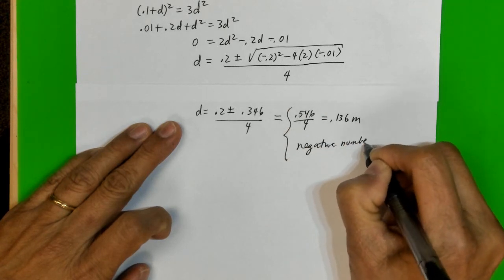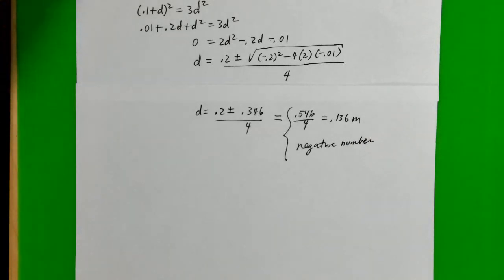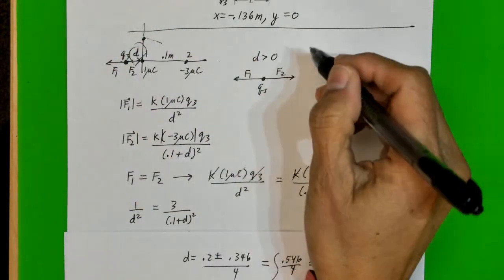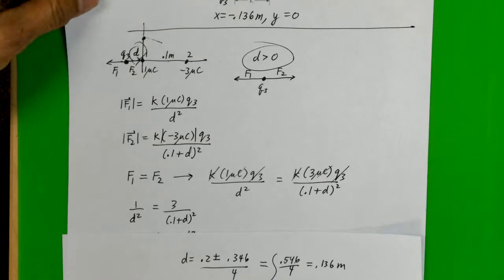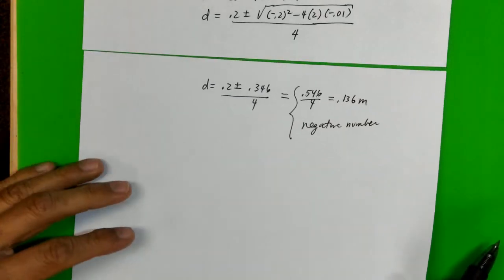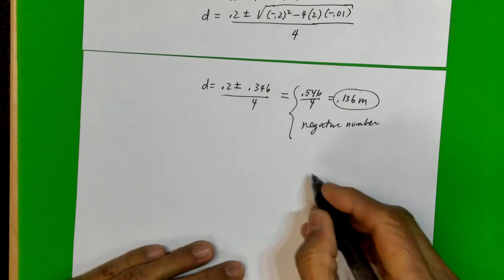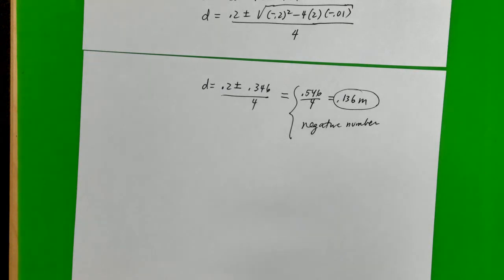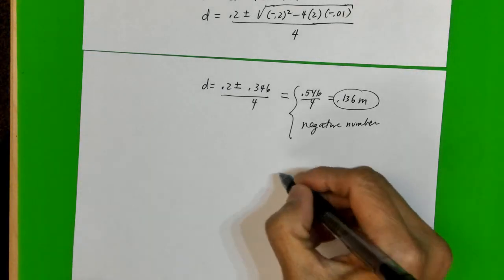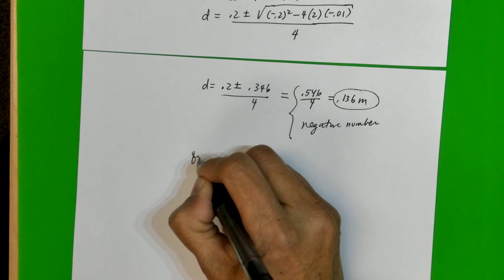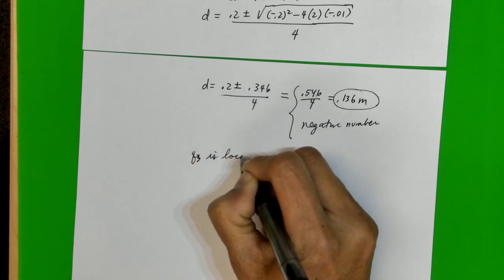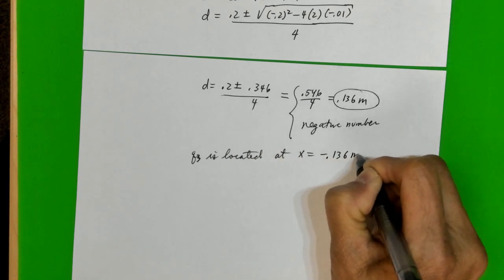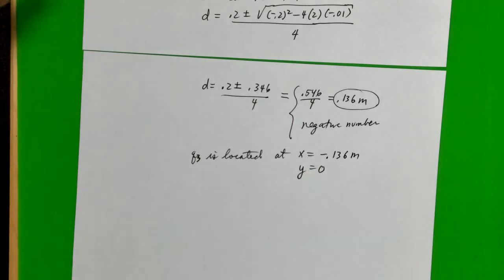Now, you have to look at the original definition of d. So back up here, if you look at it, we defined d to be a positive number. It was a distance. And so the sensible solution here is 0.136 meters. Okay, and then the question asks you where on the x-axis is Q3 located. So you look at that picture, and now you say that Q3 is located at x equals minus 0.136 meters, y equals 0. So that's it.